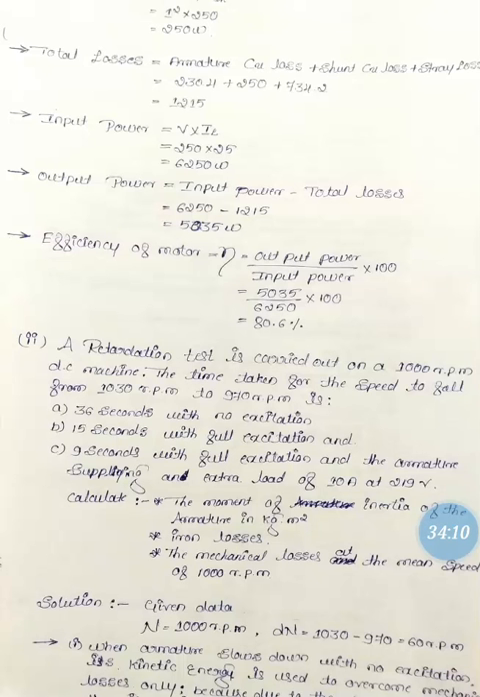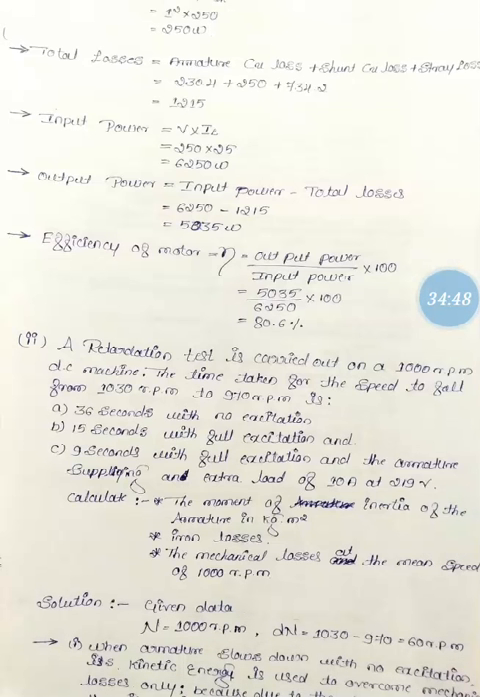Similarly, let us consider one more numerical on the retardation test on a DC motor. A retardation test is carried out on a 1000 rpm DC machine. The time taken for the speed to fall from 1030 rpm to 970 rpm is, in the first case, 36 seconds with no excitation; in the second case, 15 seconds with full excitation; and in the third case, 9 seconds with full excitation and the armature supplying an extra load of 10 ampere at 219 volt.